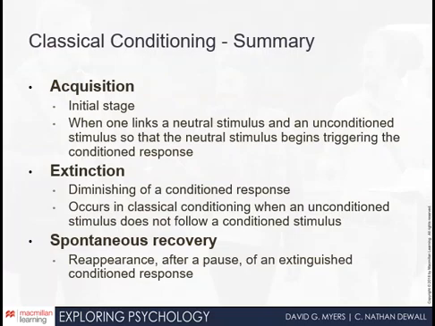So, classical conditioning summary. We have acquisition, the initial stage, when one links the neutral stimulus and an unconditioned stimulus so that the neutral stimulus begins triggering the conditioned response. We have extinction: diminishing of a conditioned response occurs in classical conditioning when an unconditioned stimulus does not follow a conditioned stimulus. And then spontaneous recovery, the reappearance after a pause of an extinguished response.